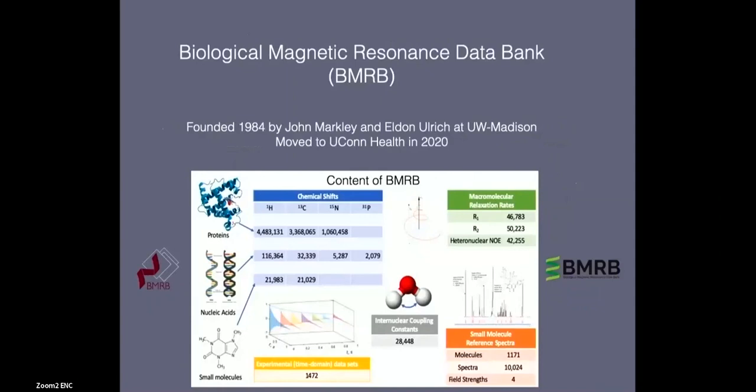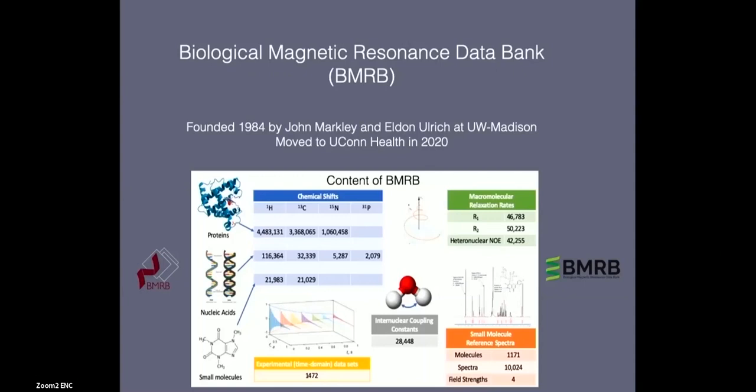So you all hopefully know about the Biological Magnetic Resonance Data Bank, or BMRB, which was founded about 40 years ago by John Markley and Eldon Ulrich at UW-Madison. And a couple of years ago, on John's retirement, it moved to UConn, where it sits now. You'll notice probably the most noticeable change right now is that we've gone from the logo on the left, which has a left-handed helix, to the logo on the right, which has a right-handed helix.